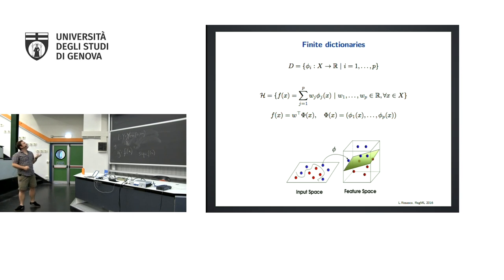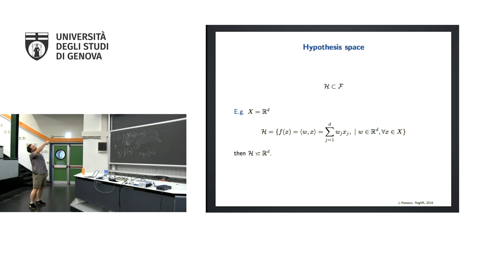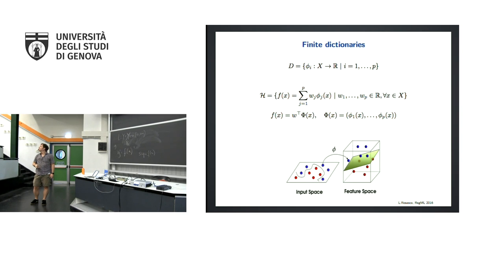Well, the only thing is, this is super powerful, okay? Because you can take P large and you can do a lot of stuff. One thing which is missing: if you want, here, how many degrees of freedom do you have? D. And here? P. And what is P large enough?